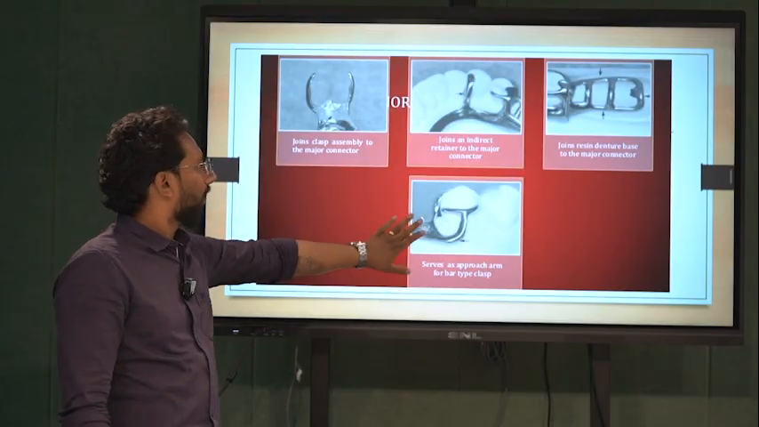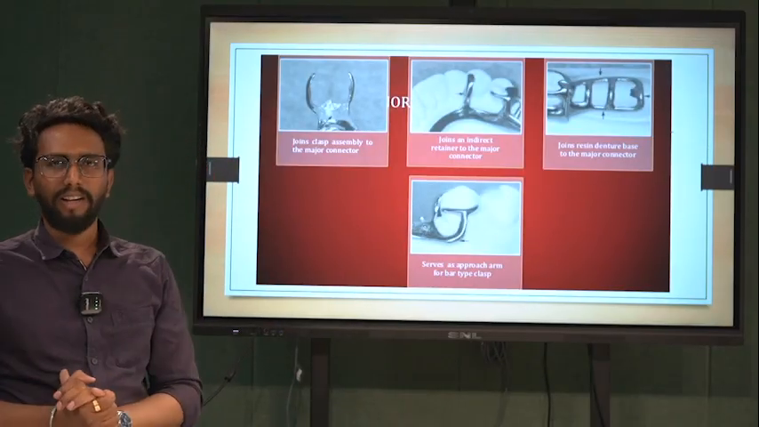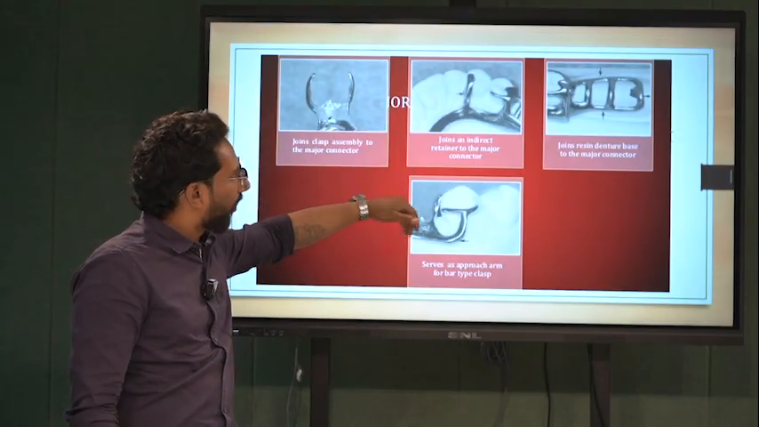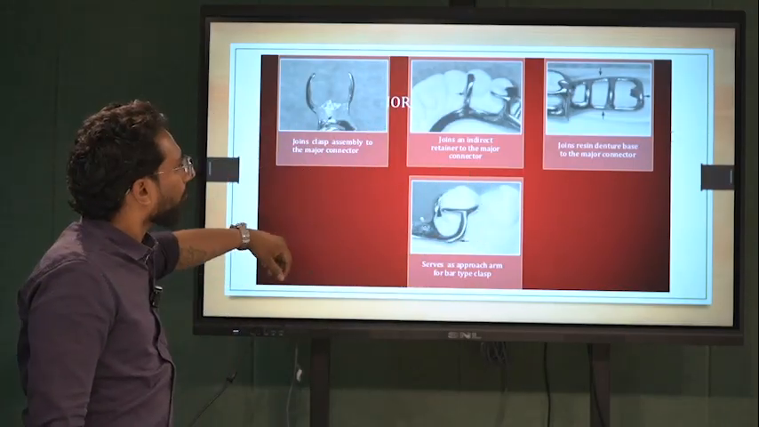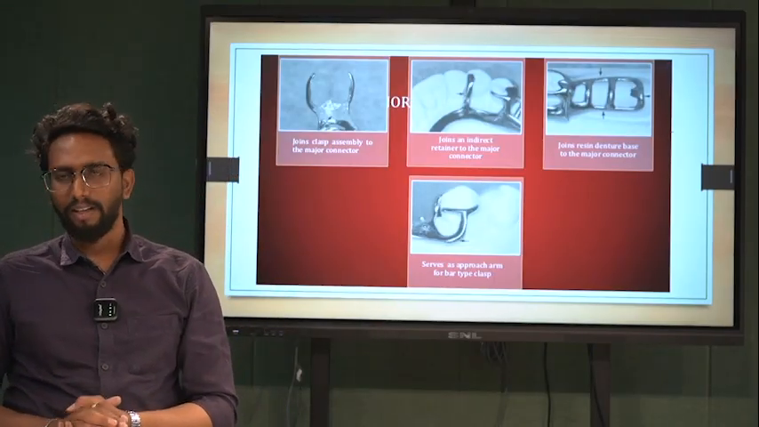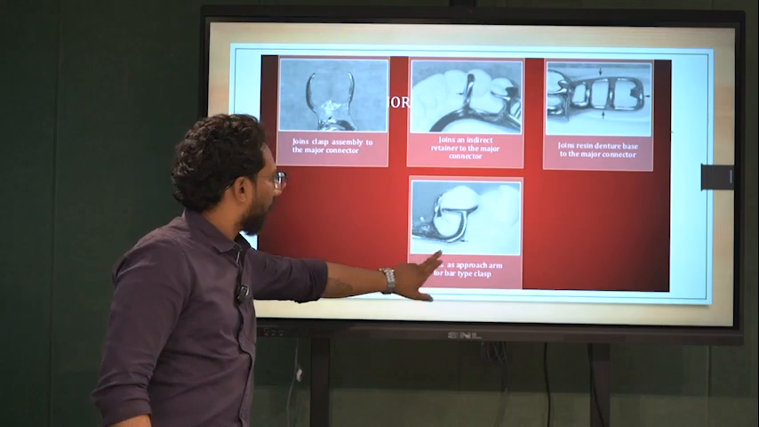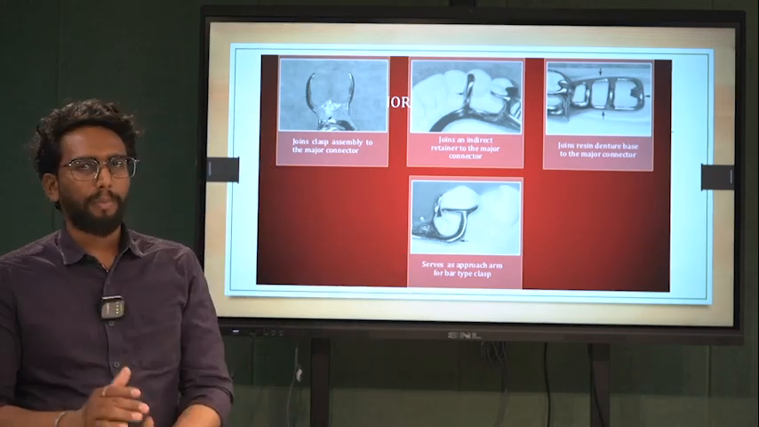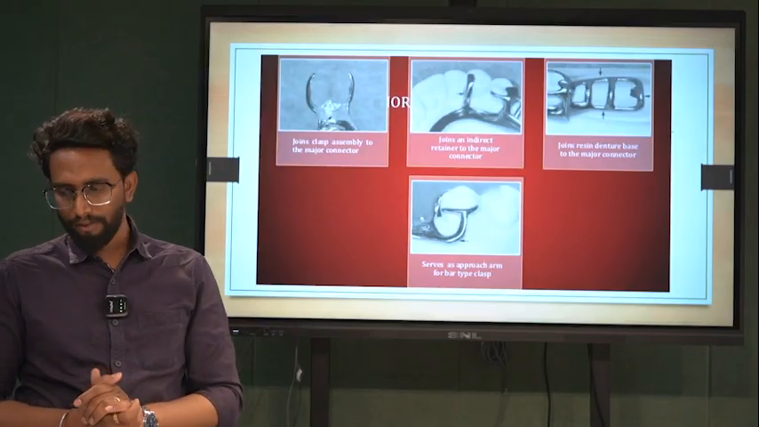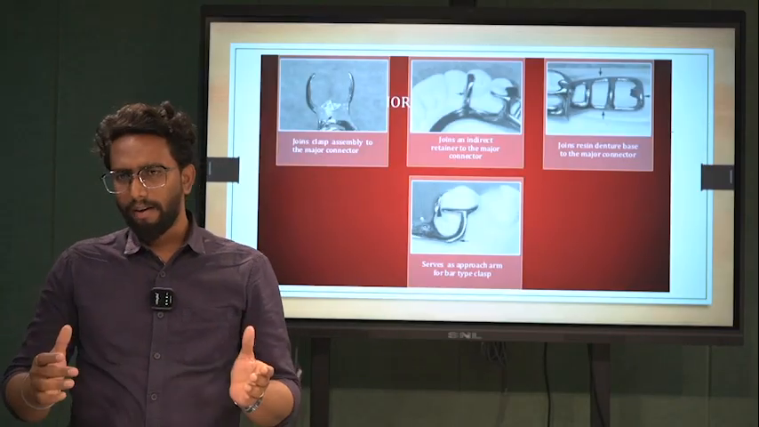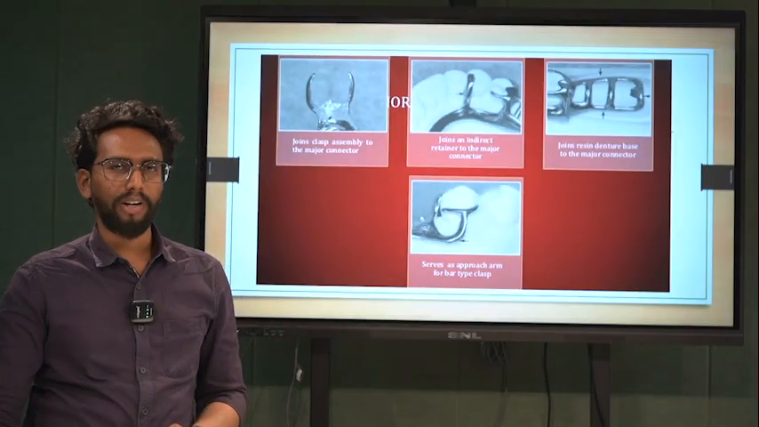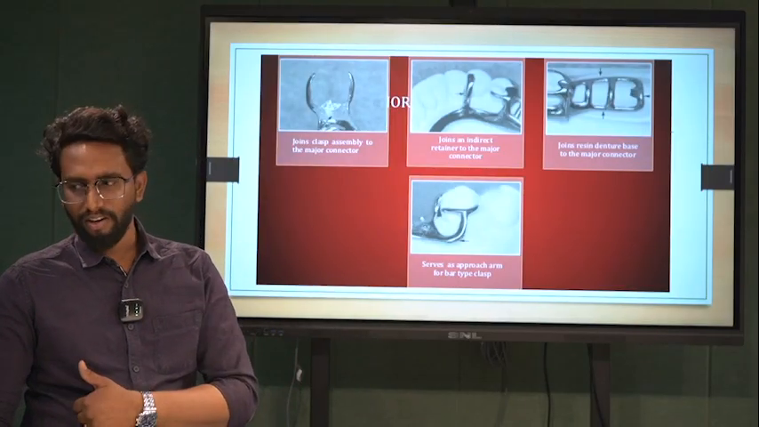Here you can see all the four types of minor connectors. It connects the clasp assembly, indirect retainer, denture base, and also serves as an approach arm for the bar type of the clasp. Bar types of the clasp are the I bar, T bar, or other bar type clasp assemblies.